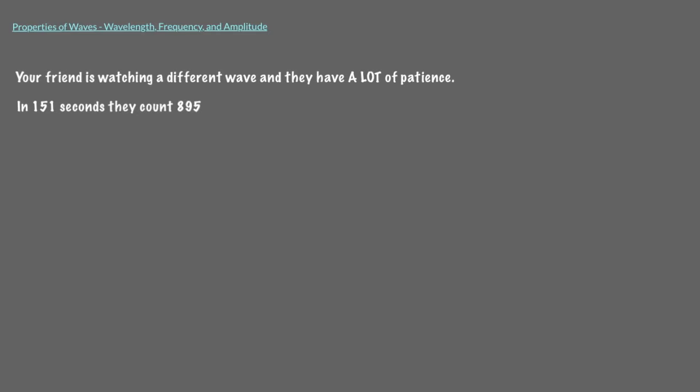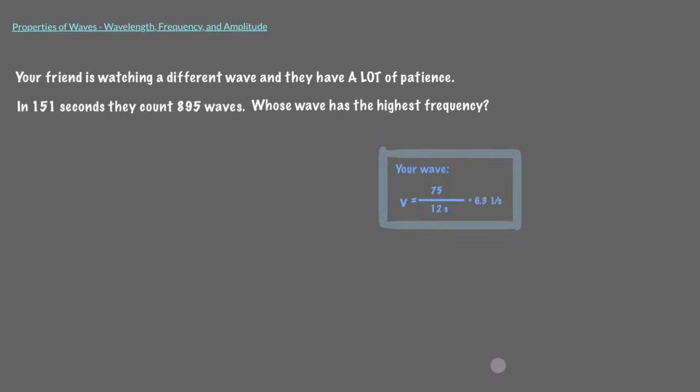Your friend is watching a different wave, and they have a lot of patience. In 151 seconds, they count 895 waves. Whose wave has the higher frequency? Your friend counts 895 per 151 seconds, which gives a frequency of 5.93 hertz, so your wave has the highest frequency. Now that we know about frequency and wavelength, we can derive another property of waves, their speed.